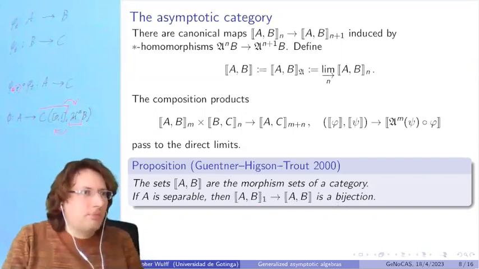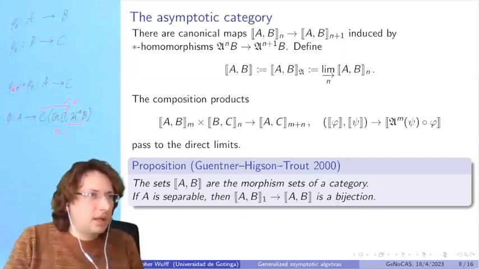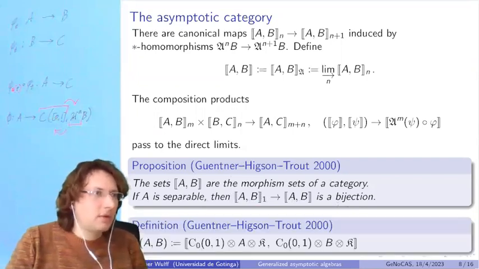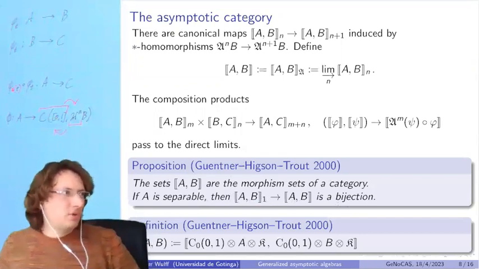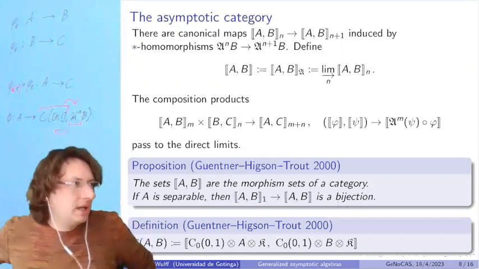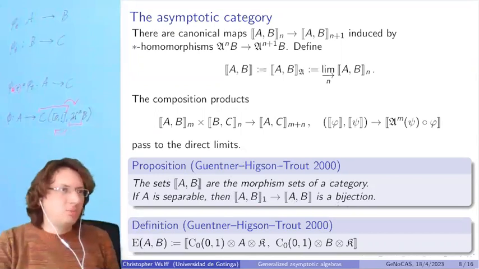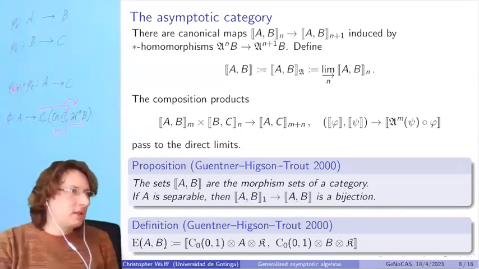And this now gives us a category, and from this category, it's rather straightforward. Maybe I should move a bit to the side so that you can see my slide. From these morphism sets, one can directly define the E-theory groups.